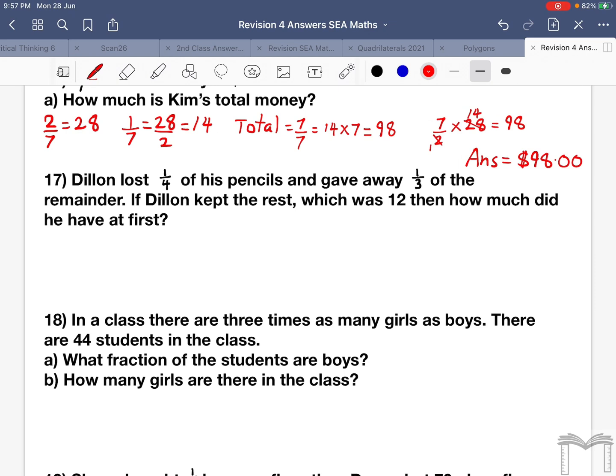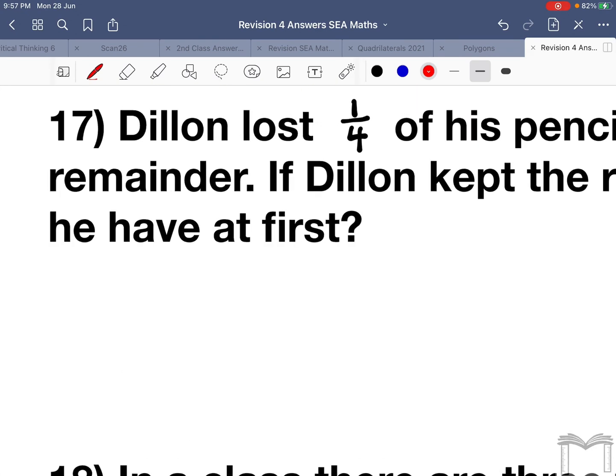Number 17. Dylan lost a quarter of his pencils and gave away a third of the remainder. If Dylan kept the rest, which was 12, then how many did he have at first? So he lost a quarter and he gave away a fraction of the remainder. So let's begin by finding the remainder. So the remainder is 1 whole, take away the quarter, which will give us 3/4.